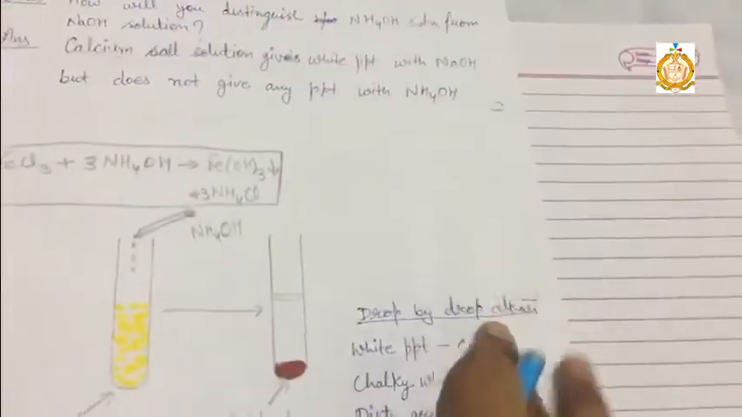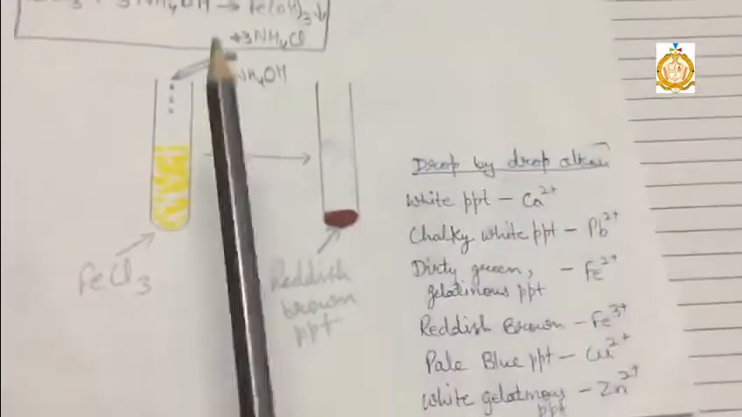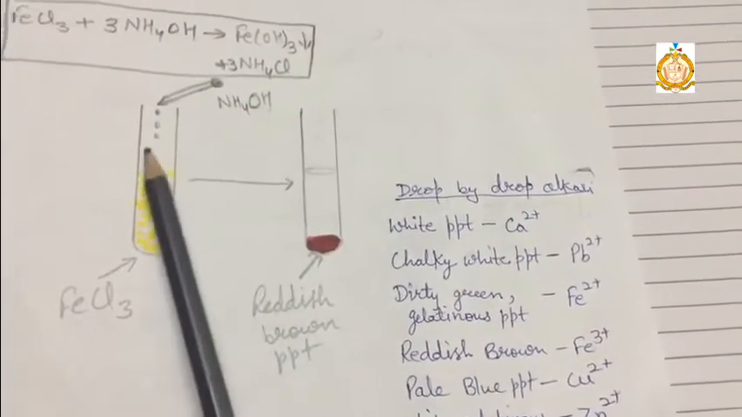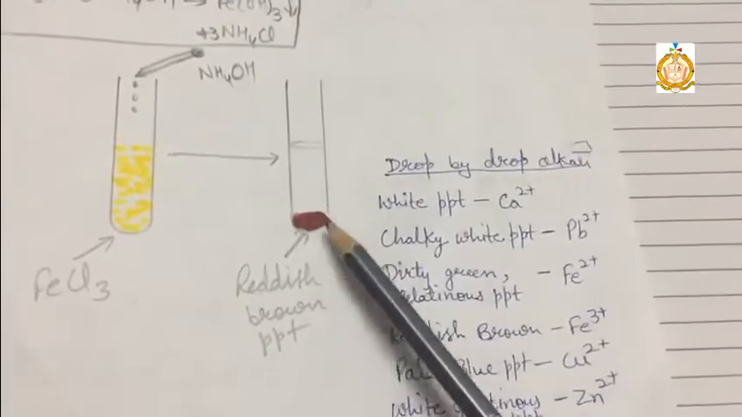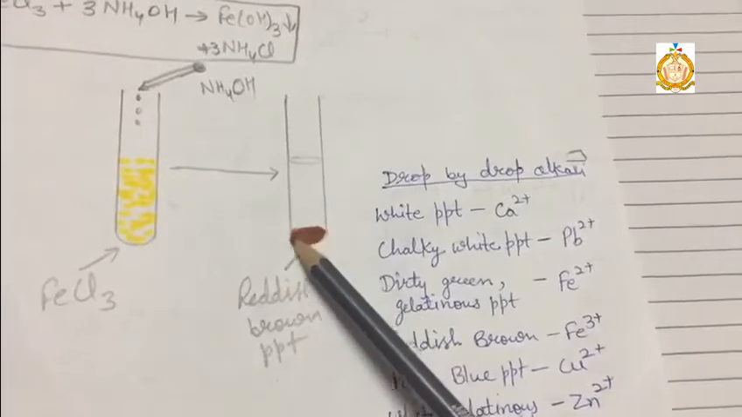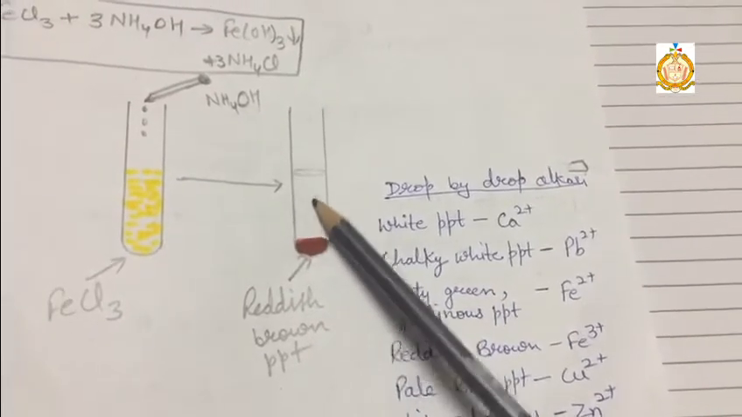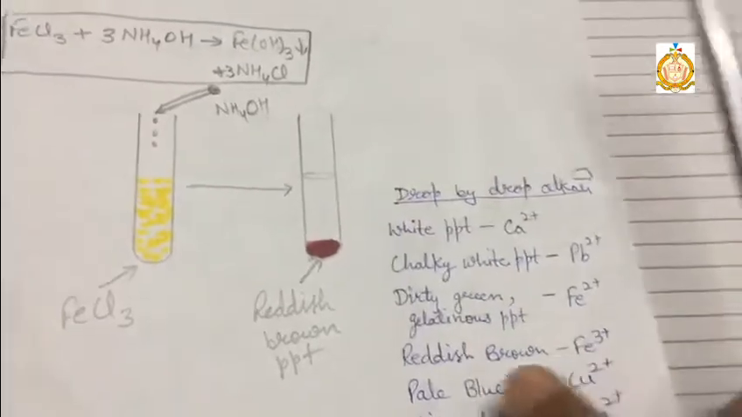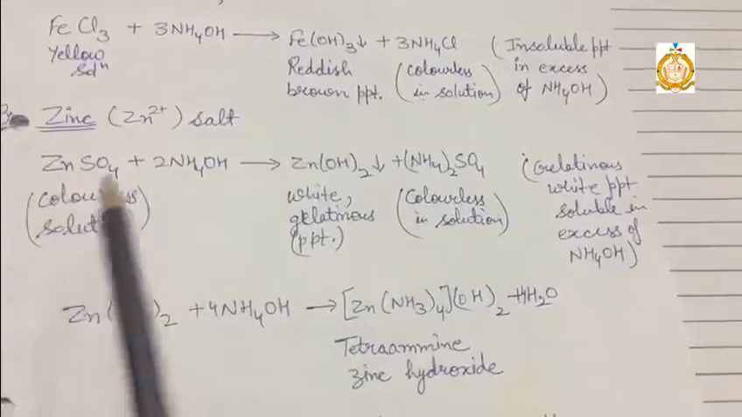Let's consider this diagram. Ferric chloride, yellow solution. When ammonium hydroxide is added to ferric chloride, what will you observe? A reddish brown precipitate. And here the solution is ammonium chloride, which is colorless. Got it? Next one is zinc salt, zinc sulfate.